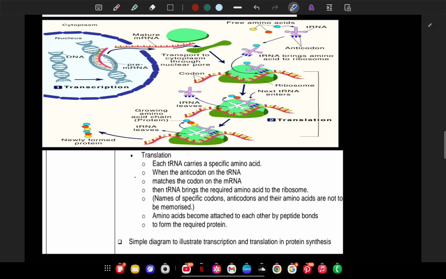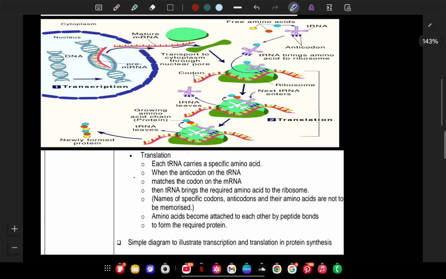Now looking at translation, each tRNA carries a specific amino acid. As you can see here, these are tRNA molecules, these ones. Due to the anticodon, they carry a specific amino acid. As you can see, this blue one is going to this tRNA because of its specific anticodon. tRNA brings amino acid to ribosome.